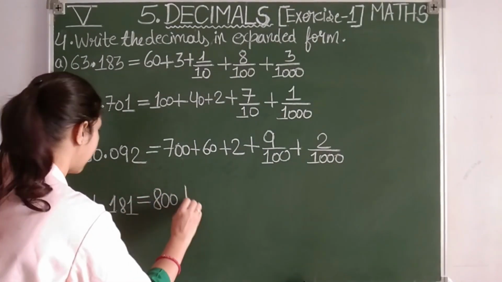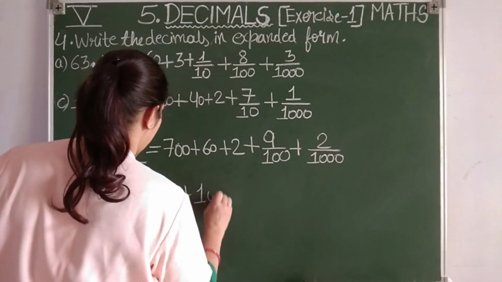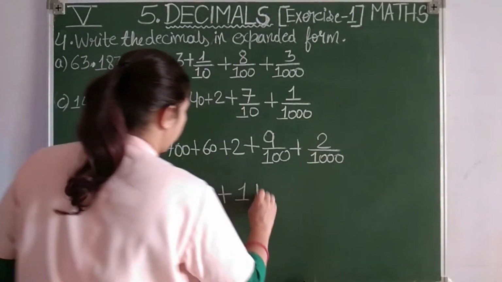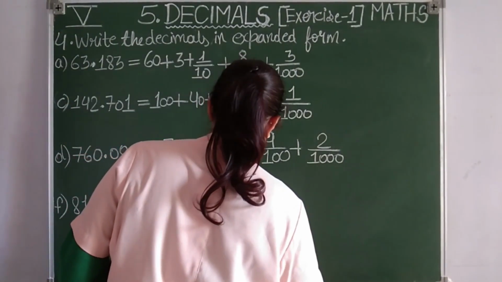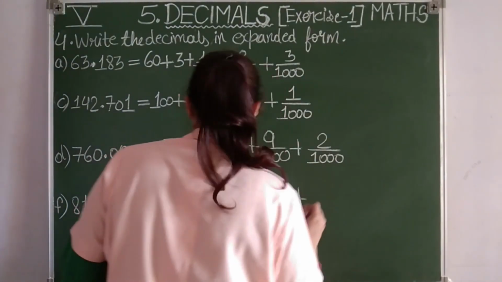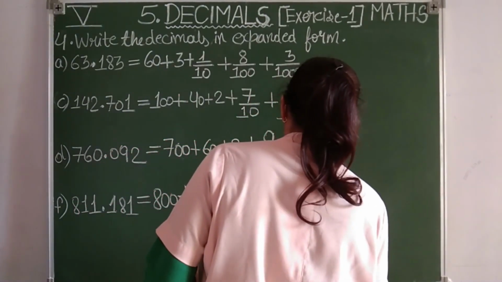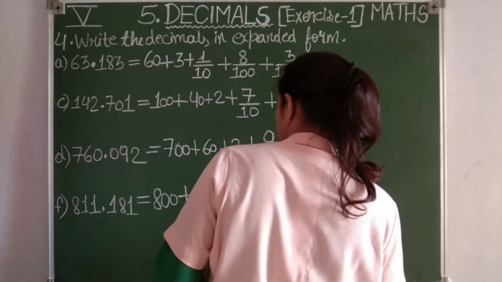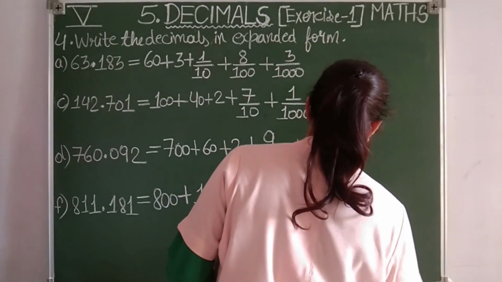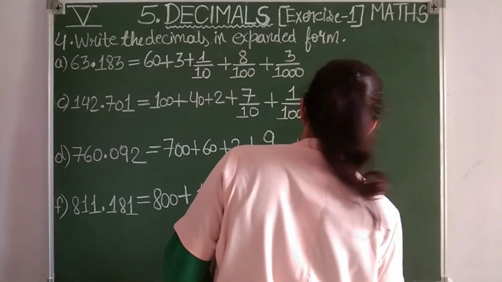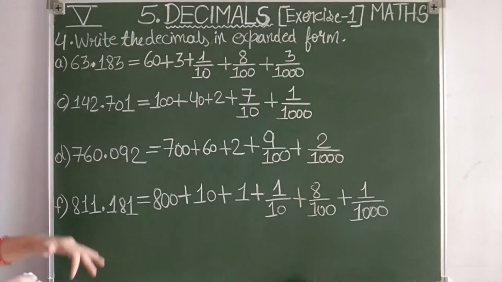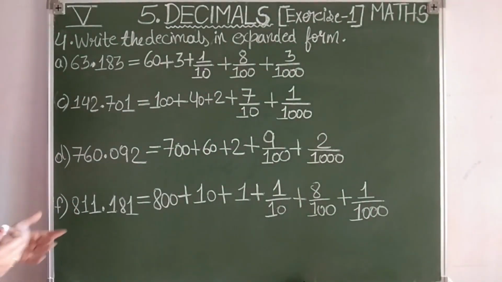800 plus 10 plus 1 plus 1 upon 10 plus 8 upon 100 plus 1 upon 1000. With this we have completed question number 4 also. Again the points which I have left, your work, you are going to do as homework. Note it down and then we'll see the next question.